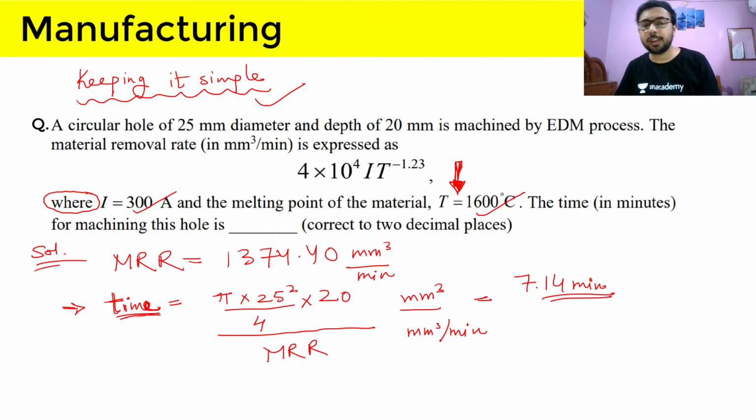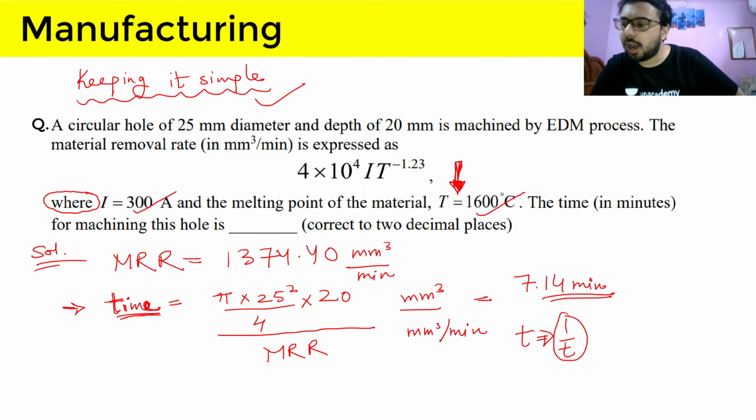The thing that I wanted to inform you here is that I gave this GATE examination paper in 2018, and somehow I got this question wrong. I think I was in panic mode, or somehow due to the rough work, I calculated 1 by t, not t. I somehow made the error of taking the MRR, material removal rate, and dividing by the volume. So my answer was coming out as 0.1399.